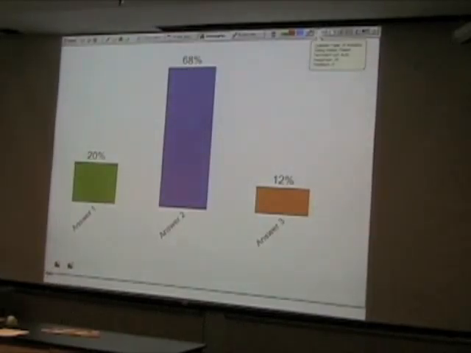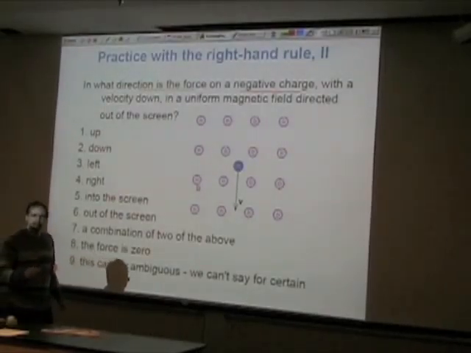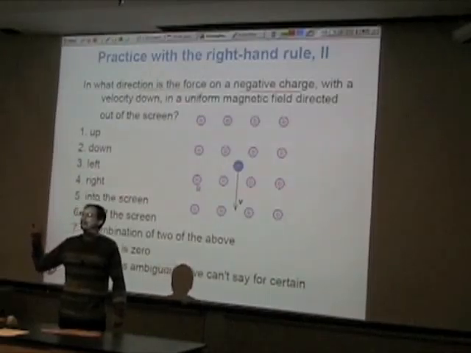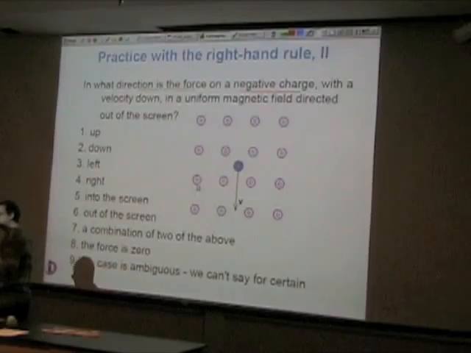Well, 12% out of 25, it's about 6, would use a friend's hand, which is fine if your friend is fine with that. Now, technically you could use any. You just have to remember for the negative charge, if you're using your right hand, you have to reverse your final answer. Or you can just use your left hand directly.